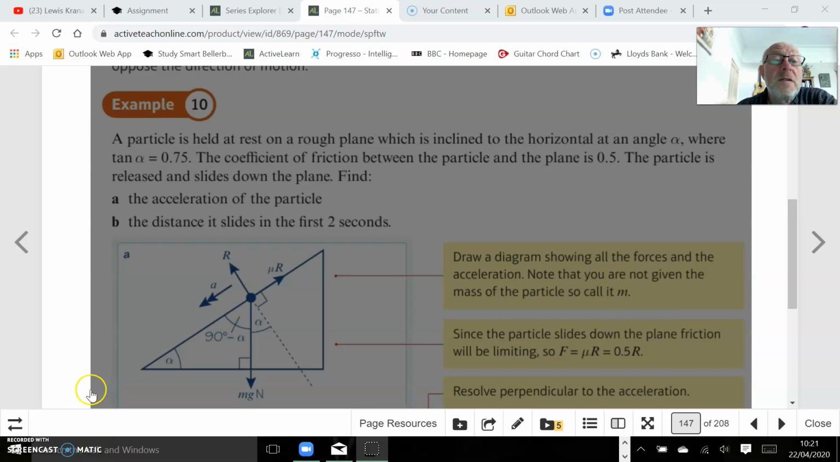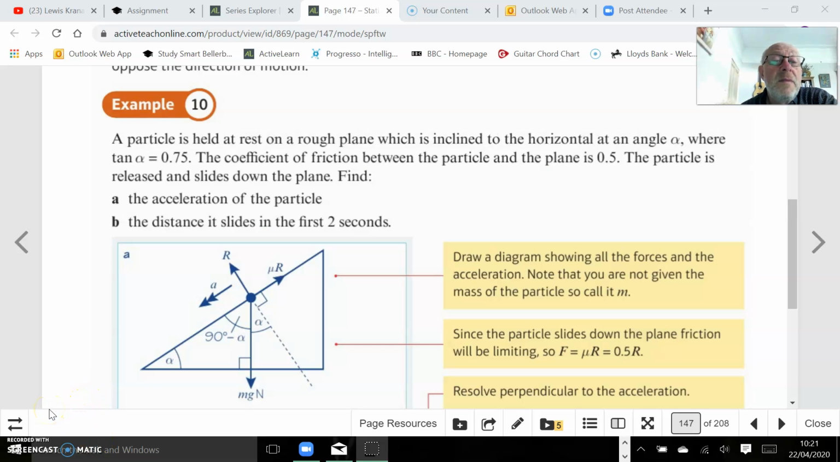So if we just quickly read that. A particle is held at rest on a rough plane which is inclined to the horizontal at angle alpha, where tan alpha is 0.75, 3/4. The coefficient of friction between the particle and the plane is 0.5. The particle is released and slides down the plane. Find the acceleration of the particle and the distance it slides in the first 2 seconds.